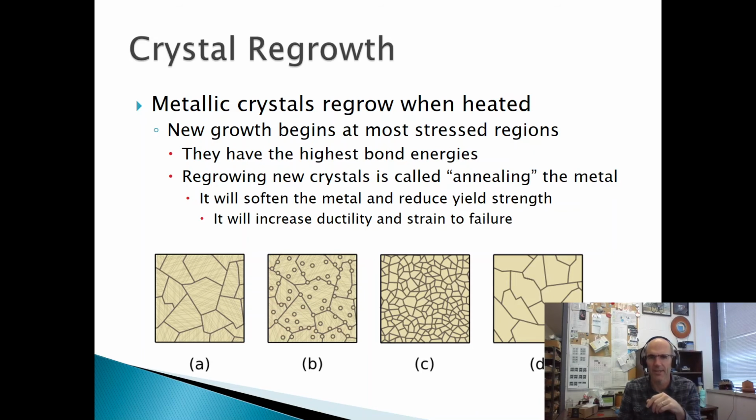Now, as they start growing new crystals, you'll end up with a structure that looks something like this in C right here. And now the crystals have started to form together, and now the crystals want to keep growing, and they'll say, well, maybe if we got rid of a couple of these grain boundaries, we'd be even happier. And eventually you're going to keep growing larger and larger and larger crystals, so long as you keep that warmed up into the crystal growing range.